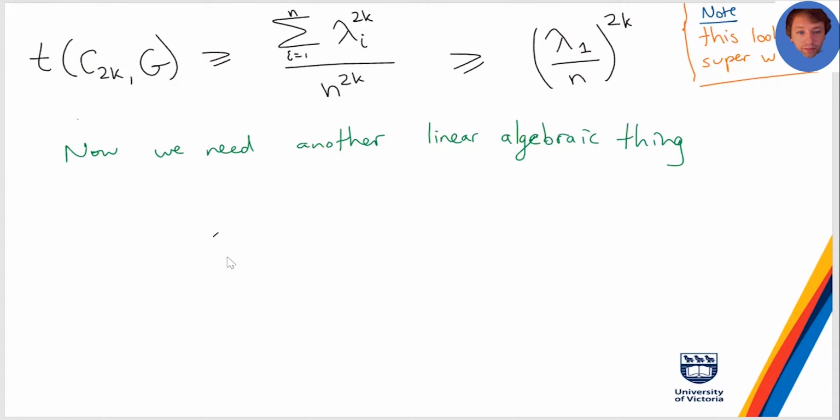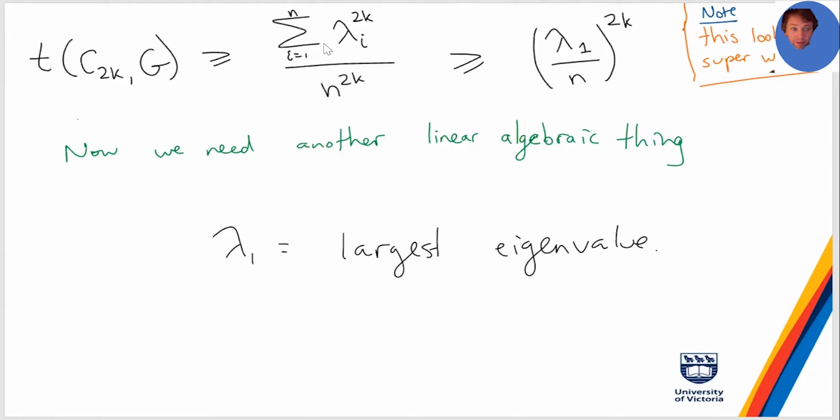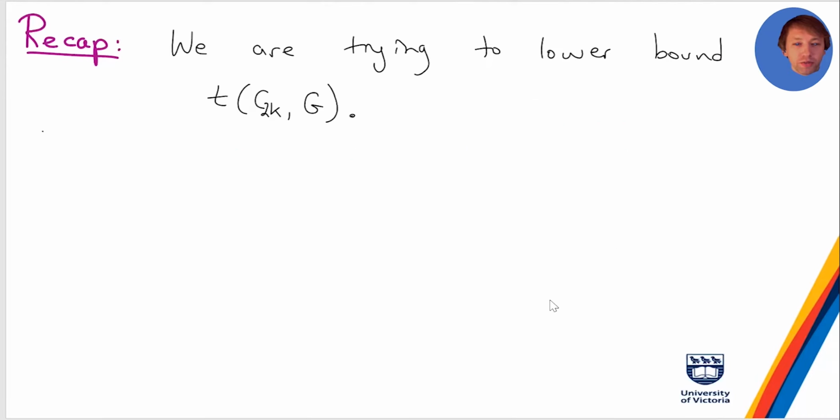So lambda_1 is the largest eigenvalue, let's say. All the other terms, the lambda_2, lambda_3, etc. terms, because they're raised to an even power, are all non-negative. So I can say that this is at least lambda_1 to the 2k over n to the 2k, and then I just put them all under the power, which looks super wasteful and like a completely crappy bound. But this is actually going to give the result at the end. So we're trying to lower bound this thing.